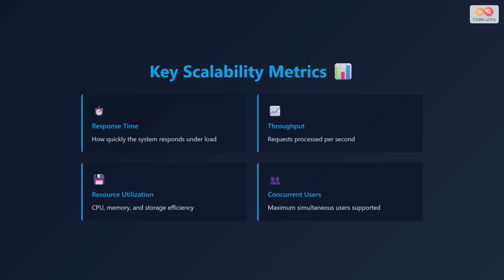When we talk about measuring scalability, there are 4 main metrics we need to understand. Response time measures how quickly a system responds when you make a request. Throughput tells us how many requests per second the system can process. Resource utilization shows how efficiently the system uses CPU, memory, and storage. And concurrent users refers to the maximum number of people who can use the system at the same time. These metrics help us understand how well a system can handle growth.